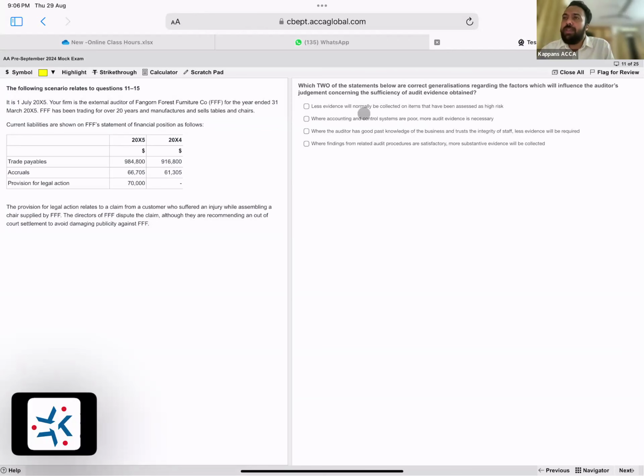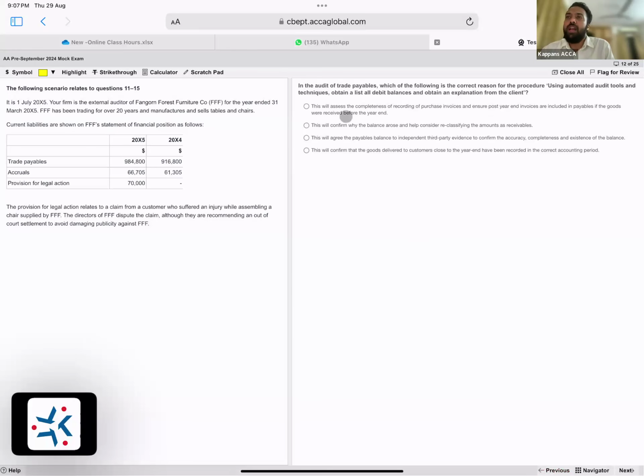Less evidence will normally be collected on items that have been assessed as high risk. No, that is wrong. If it's a high risk, more evidence has to be collected. So the first statement itself is wrong. Where accounting and controlling systems are poor, more audit evidence is required. That is true. If accounting and internal control systems are poor, we have to obtain more evidence. Where the auditor has good past knowledge of the business and trusts the integrity of staff, less evidence will be required. It's also true. Where findings from audit procedures are satisfactory, more evidence will be collected. No. If the findings are satisfactory, then there is no need for more evidence. So statements number 2 and 3 are correct.